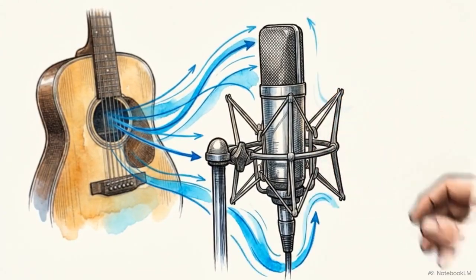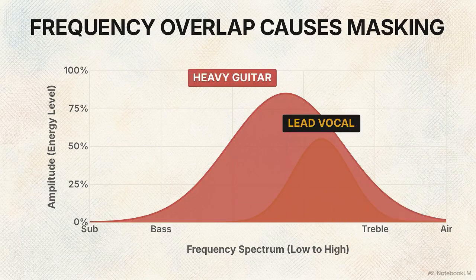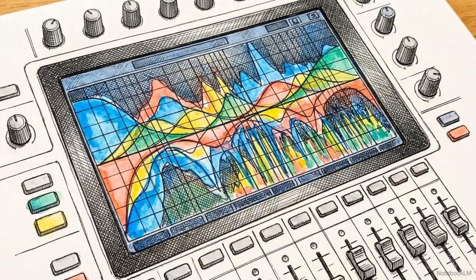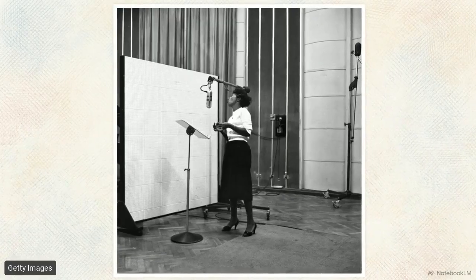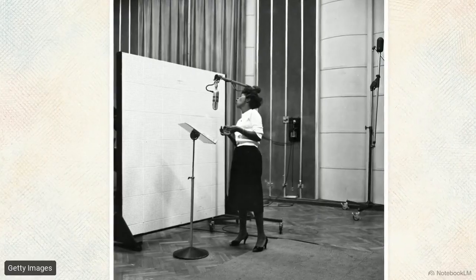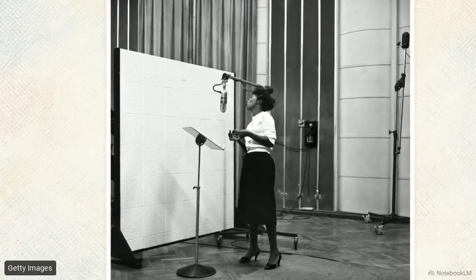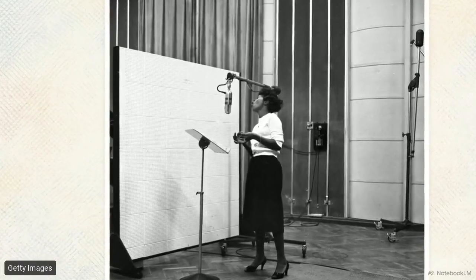Frequency masking occurs when two instruments compete for the same sonic space, making the mix feel crowded and unclear. Effective recording requires solving these conflicts in the room. This setup uses physical distance and acoustic baffles to separate the sound of the singer from the reflections of the space before the audio is ever processed.